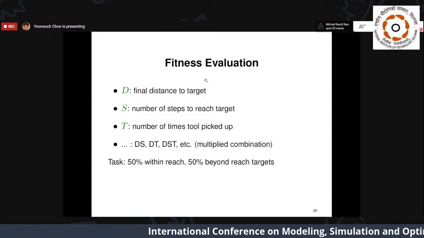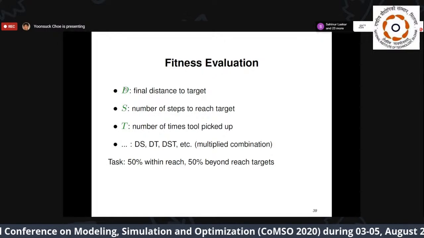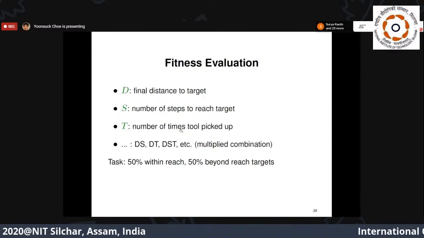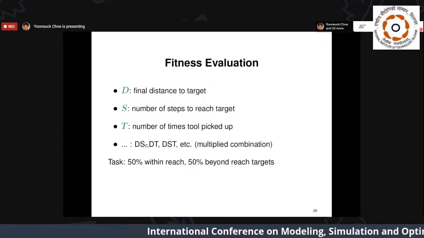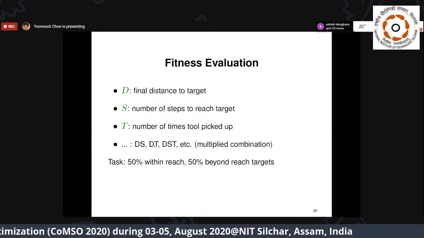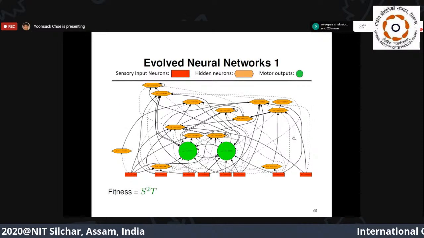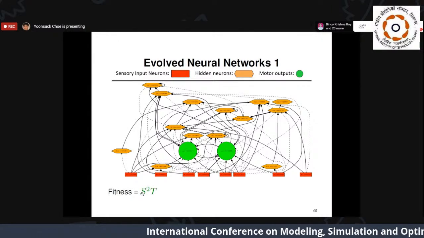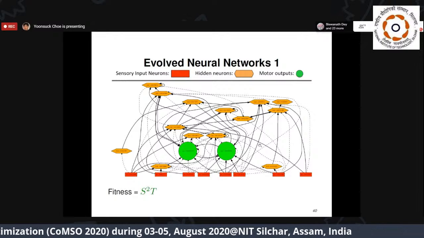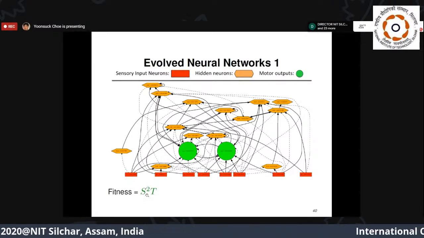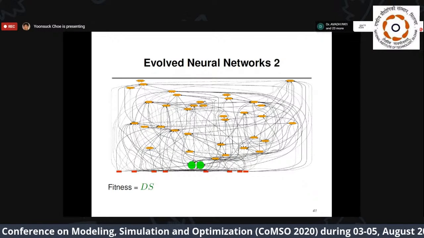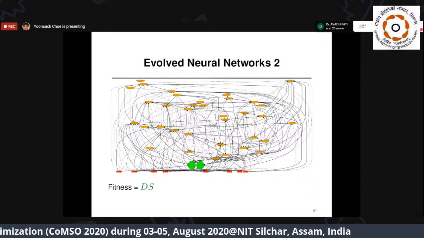And of course, with any evolutionary learning situation, you need a fitness. So this is the final distance to the target, the number of steps that you took to reach the target, and the number of times you picked the tool up. And you can combine these multiple criteria by multiplying them. These are the different combinations. Some of these criteria you can use multiple times, like S squared T. Here's a typical neural network that has evolved with this fitness criterion. Now you can see that these orange colored nodes are the neurons that are generated. The topology can get pretty complex.